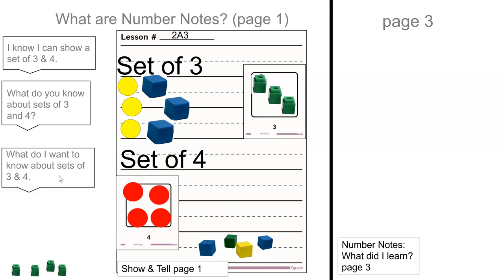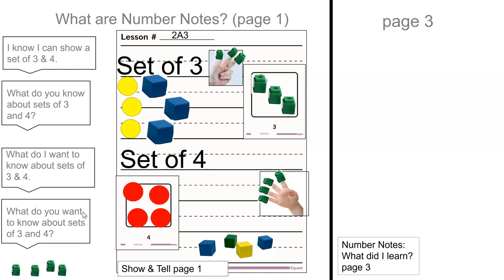I ask then, what do I want to know about sets of 3 and 4? And I might say, I'm wondering, could I use my fingers, 3 fingers, and match them to make a new set? Could I do the same with 4 fingers? And then I ask my students, what do you want to know about sets of 3 and 4?